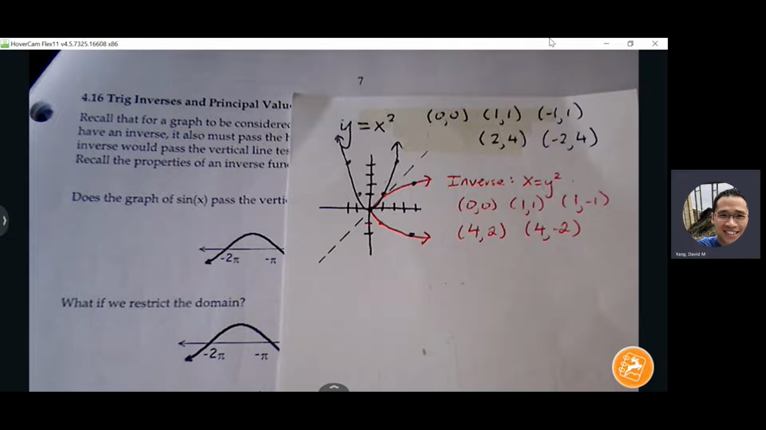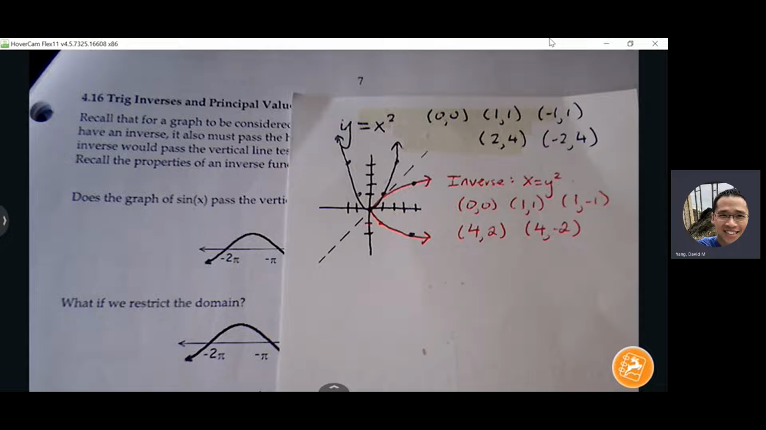So let's talk about a function that we are familiar with, right? y equals x squared. We know what that is. That's just a parabola. Let me identify some easy ordered pairs. So 0, 0. If I plug in 1, I get 1. If I plug in -1, I get 1. 2, 4, -2, 4. Parabola, right? That's an easy function. We're very familiar with that graph.